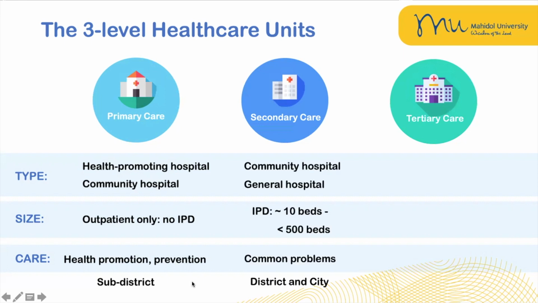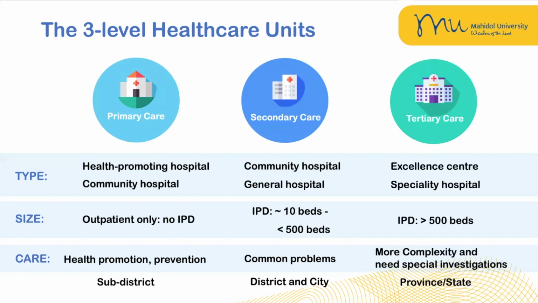For the secondary care, there are a community hospital and general hospital, which contain around 10 to below 500 beds for inpatients. There are at least 1 to 2 general physicians or family medicine and or other medical professions in community hospitals to take care of common problems. These hospital types are set in each district and city. If patients need further special investigation and care, they will be referred to tertiary care.